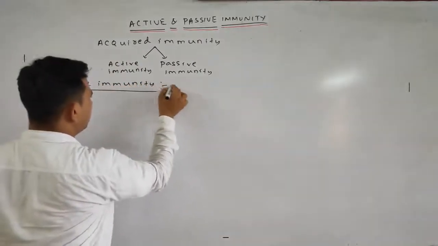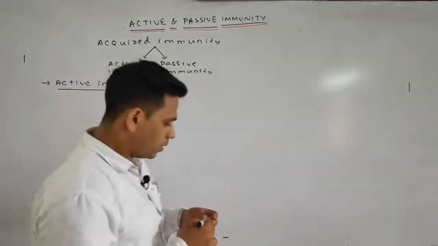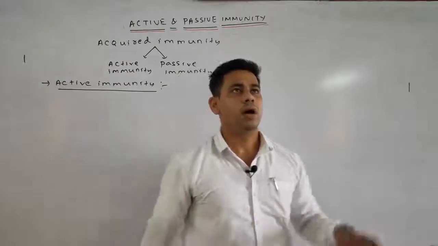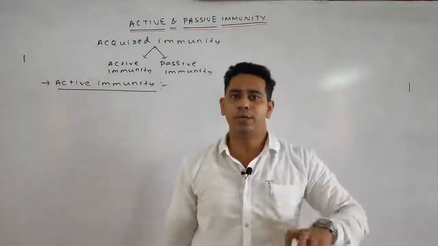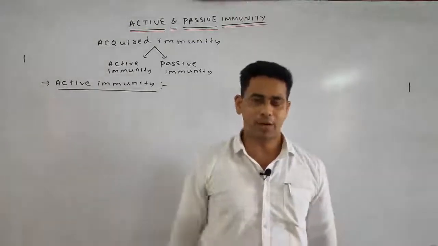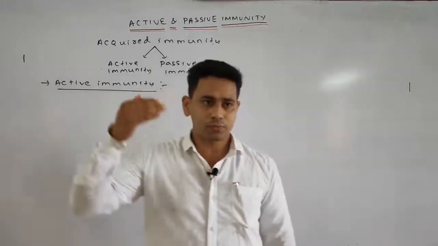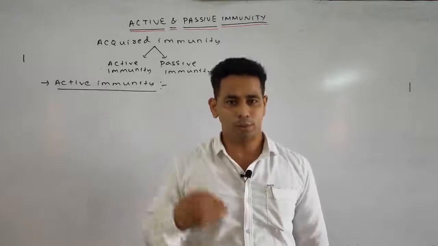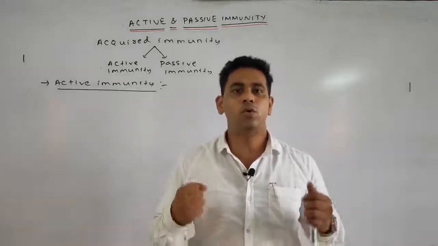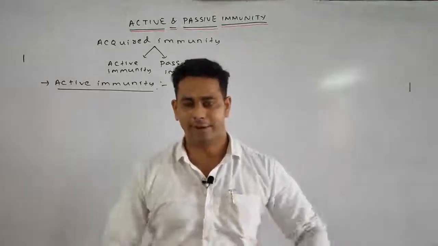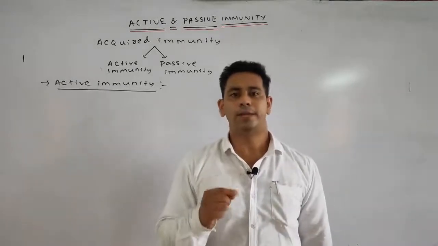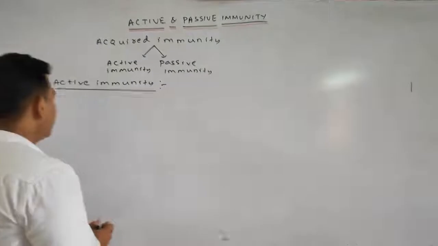What is active immunity? In this type of immunity, our body's own immune system gets activated. How? When a pathogen or foreign particles enter into our body, our body's own immune system gets activated, by which it produces a protein called antibody. This is the case of active immunity.